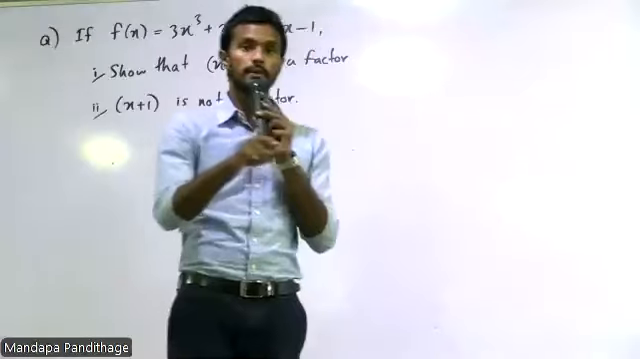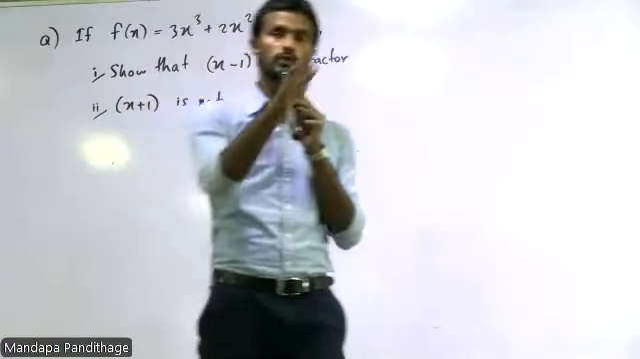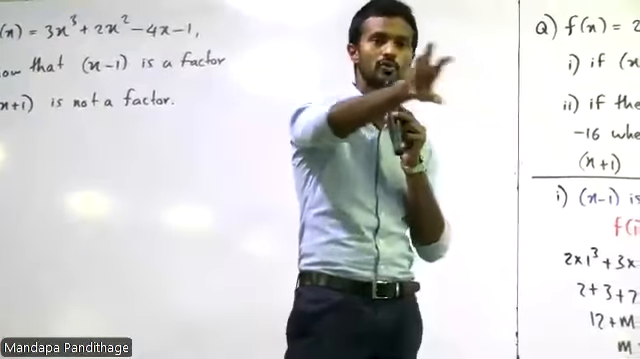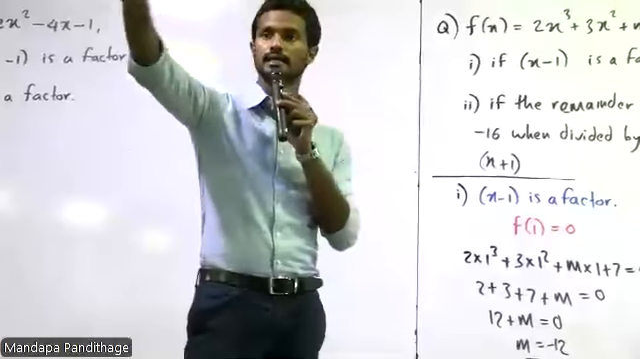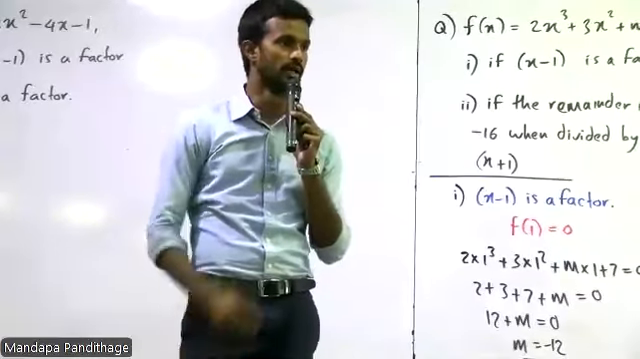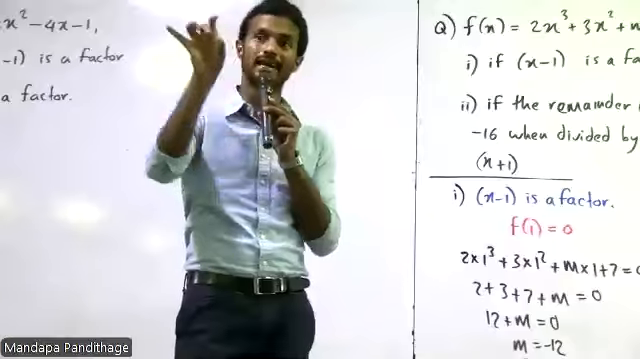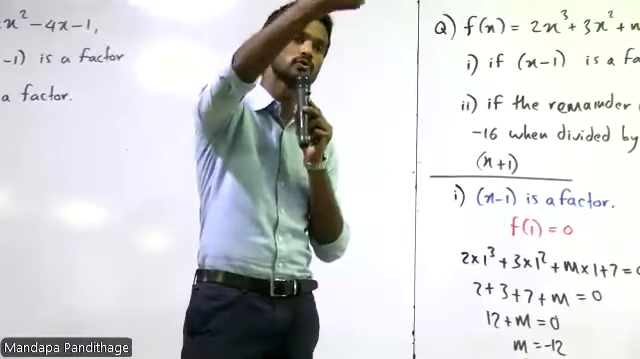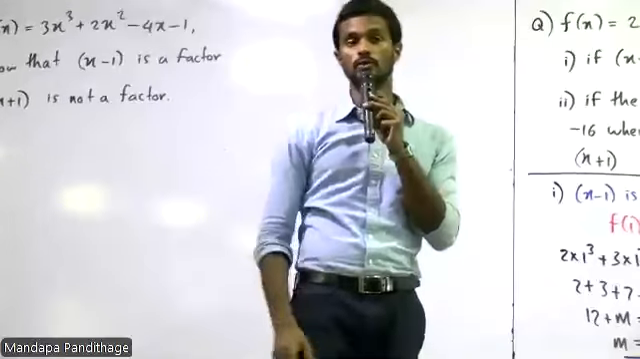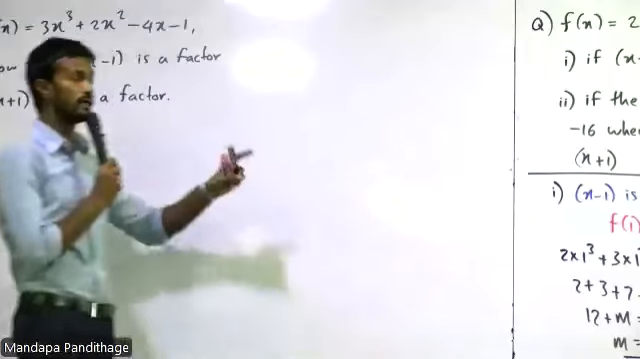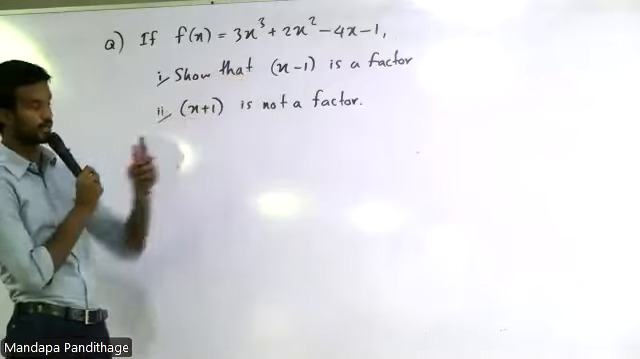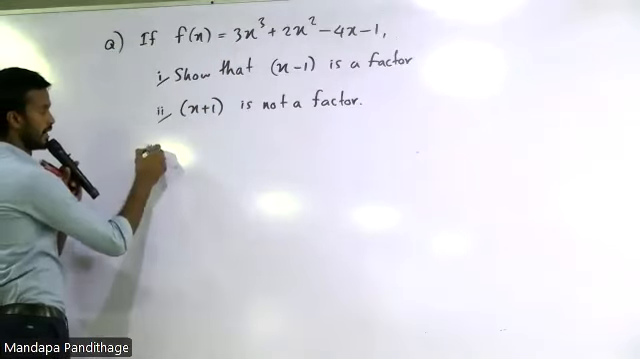Then tell me, if I am supposed to show that x minus 1 is a factor, it's the other way around, right? If I can show that f(1) is equal to 0, then I can say x minus 1 is a factor. Understood? If x minus 1 is a factor, I can write f(1) is equal to 0. That is clear. Same thing, if I'm supposed to show that x minus 1 is a factor, what can I do? I can show that f(1) is equal to 0. So if you are supposed to show that this is a factor, I consider f(1).